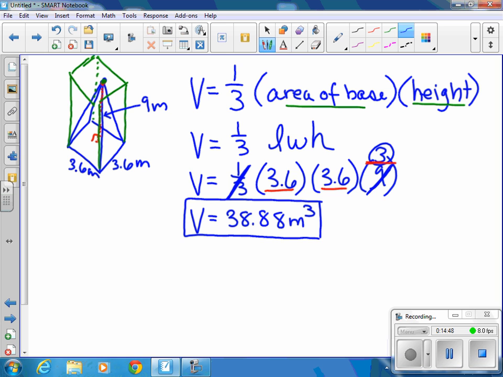If you didn't want to simplify first, I would have just multiplied all this, 3.6, 3.6, and 9, and then I would have divided it all by 3. And I still will come out with the same answer. So if you want to do it that way too, that's perfectly fine. Just make sure you are showing your work and make sure that you are coming out with the same answer that I'm coming out with, because you still will.